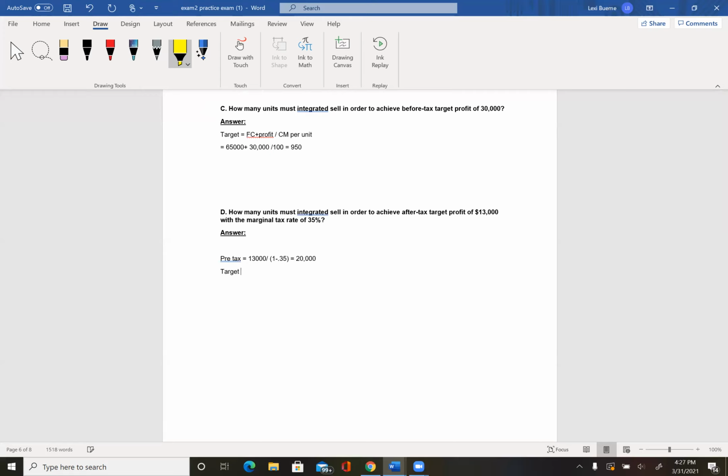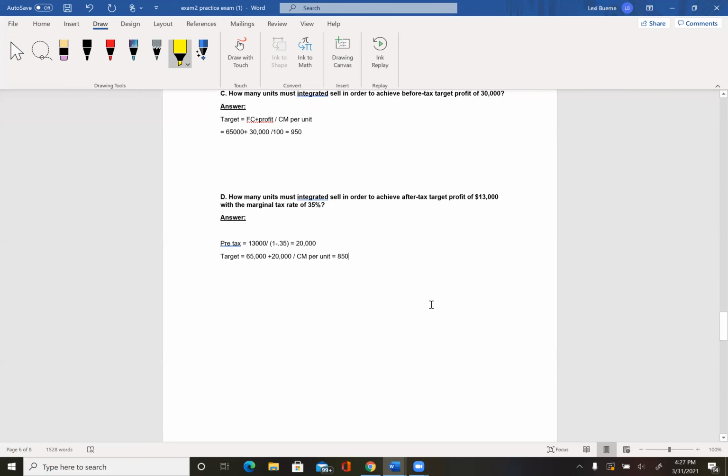And then to find the target for after tax, very similar, you're going to take the 65,000 you found for your fixed costs, add in that 20,000 you just found with the profit and the tax rate added in, and divide it by your contribution margin per unit. And that gives you 850. All right.